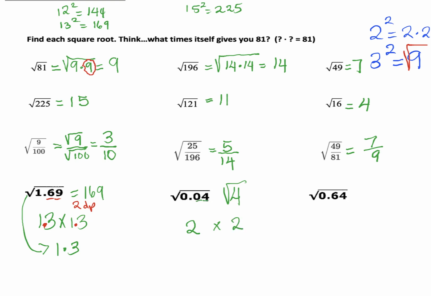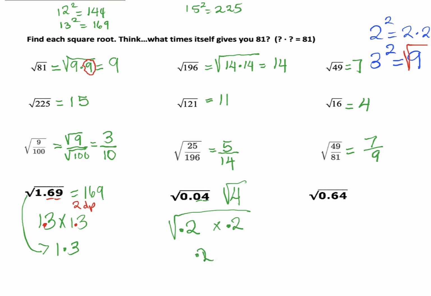Now, how many decimal places does this have? It has 2 decimal places, which means even Steven, this is going to have 1 decimal place. So this is going to be 0.2 and then this is going to be 0.2. Which means when you take the square root, because 0.2 times 0.2 is 0.04, your answer is 0.2.